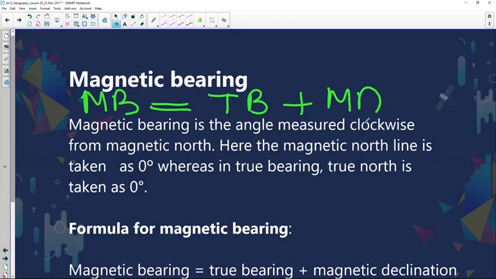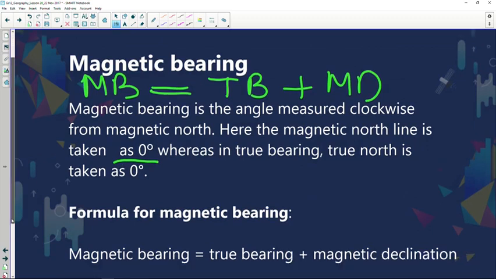Magnetic bearing is the angle measured clockwise from the magnetic north. Here the magnetic north is taken as 0 degrees. As you can remember, for the 0 degrees, you place your protractor on your north-south line, where your magnetic north is taken. True north is taken at 0 degrees, beg your pardon, where true north is.